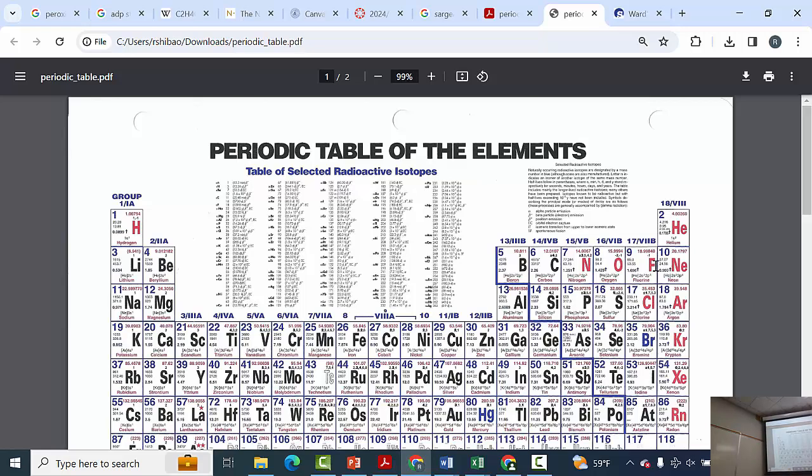And so the pattern is this. The noble gases are special because they're very stable. They used to call them inert. Inert means they're very unreactive.